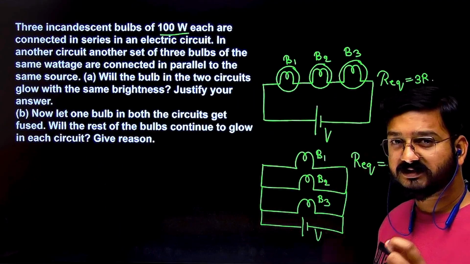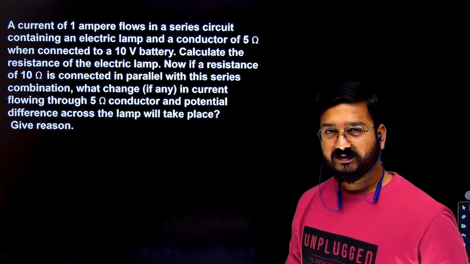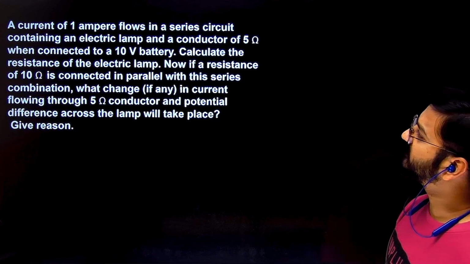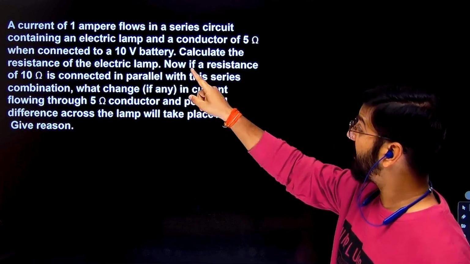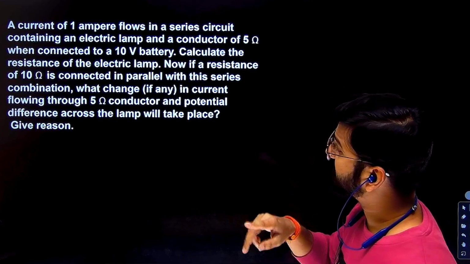So let's take one last question of this power consumed, or how the current distribution happens. Okay, students, let's take the last question. As you can see in this question, we have a current of 1 ampere which flows in a series circuit which contains a lamp and a conductor of 5 ohm connected to a battery of 10 volts. Calculate the resistance of the electric lamp.